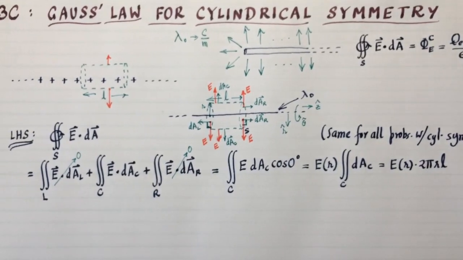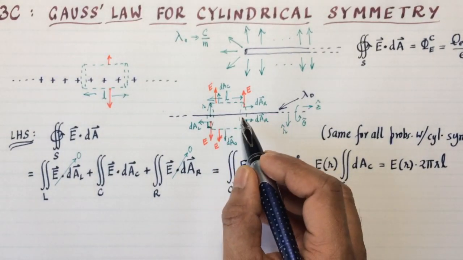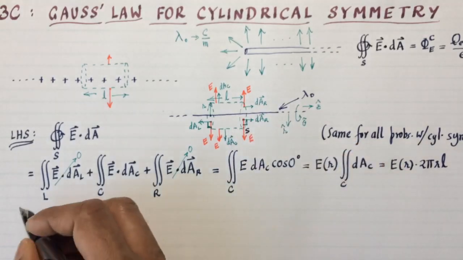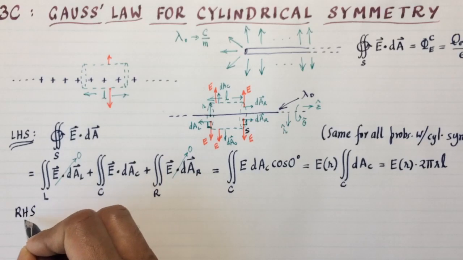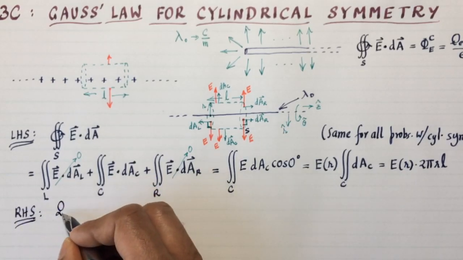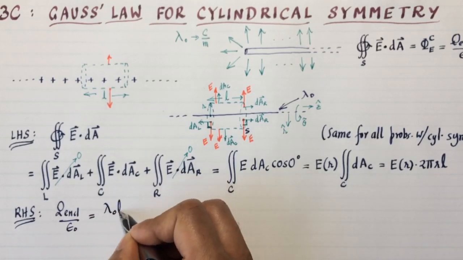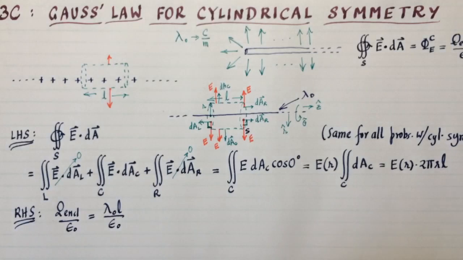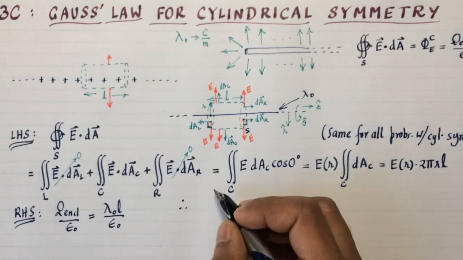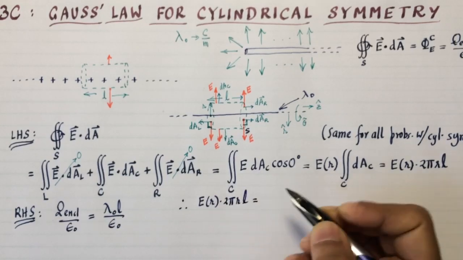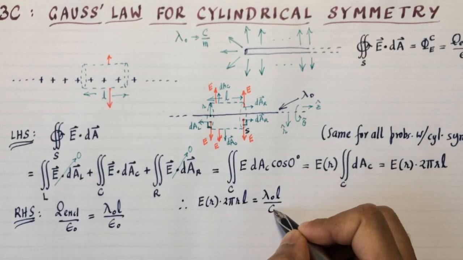The right hand side, as I've already mentioned, is just the charge enclosed divided by epsilon naught, and the charge enclosed is lambda naught times the length enclosed by the Gaussian surface, and the length enclosed is L. So the right hand side is very trivial in this case. Let me write it out. Q enclosed over epsilon naught equals lambda naught times L over epsilon naught, and I'm done. Gauss's law says the left hand side must equal the right hand side, so I get E of r times 2 pi r L must equal lambda naught times L over epsilon naught.